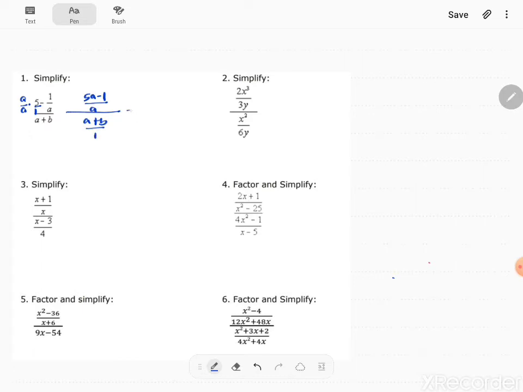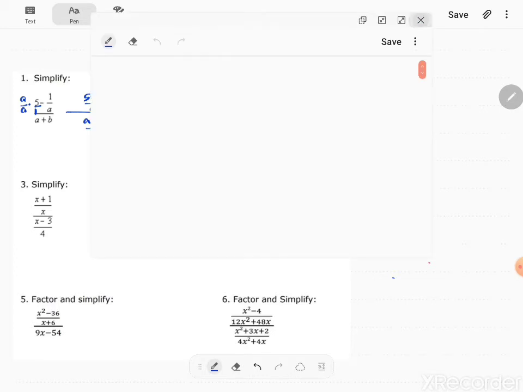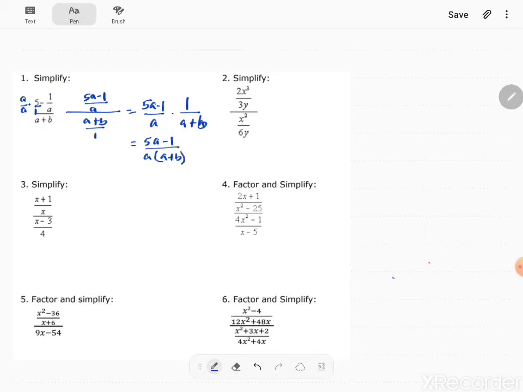It is a fraction. So now flip the bottom, right? So it will be 1 over a plus b. So that's it. There is nothing cancelling. So the answer would be 5a minus 1 over a times a plus b. You can distribute this guy or not. I really don't care. You can leave this in factored form. Okay? All right. So this is the answer. Don't worry about writing restrictions.